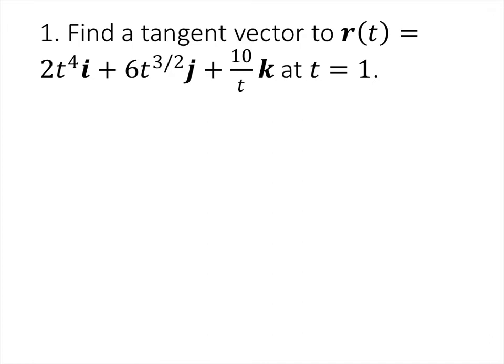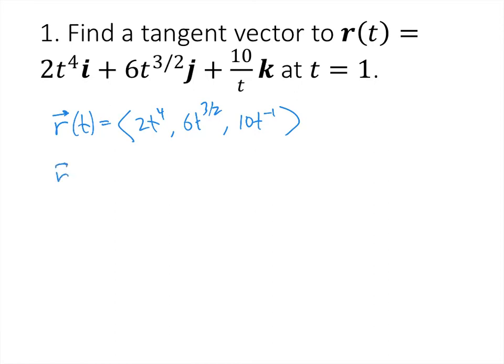So it's written in ijk notation. I find it a little bit more convenient to convert this to the component notation, so I'm going to just go ahead and do that. So r of t equals 2t to the fourth, 6t to the 3 halves, and 10 over t I'm going to rewrite as 10t to the minus 1. That's something we often do when we're going to take derivatives, to rewrite fractions in terms of negative exponents.